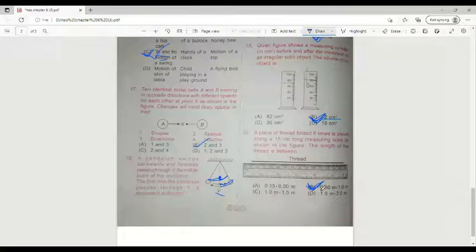This is because the length of the thread placed on the scale is 13.5 centimeter. So the overall length is 13.5 centimeter. As the thread is folded 6 times, the length of the thread would be 13.5 into 6, which is 81 centimeter, and 81 centimeter can also be written as 0.81 meters, which is between 0.50 meters and 1.0 meter, so between half a meter and a meter. So that's why the correct answer for your question number 20 is option number B.